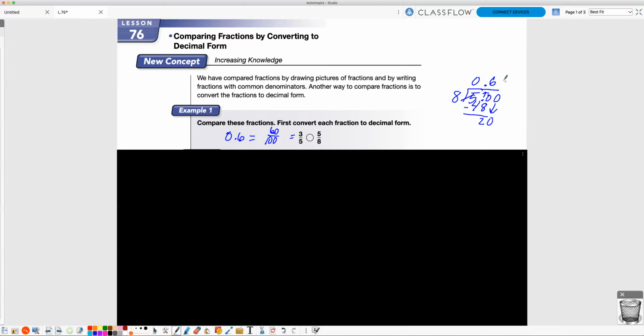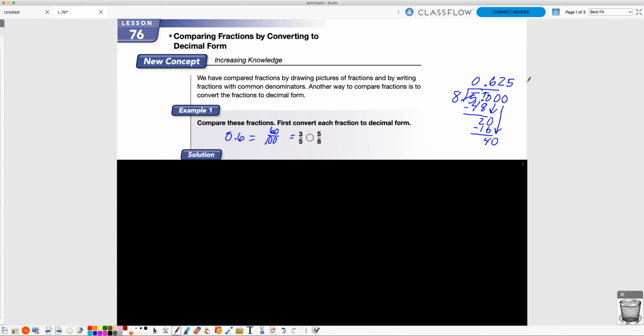20 divided by 8 would be 2. Closest we could get to that would be 16. Subtract that. This would be 4. We'd have to add another 0 and bring that one down. And once I do that, I see 40 divided by 8 would be 5. And 5 times 8 is 40. This is where we'd be left with. So that means 5/8 is the same as 625 thousandths.